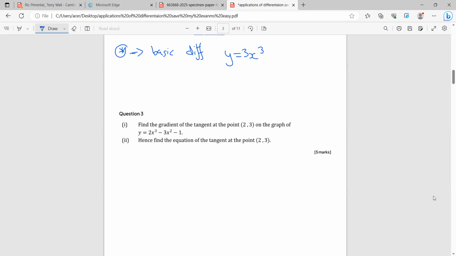So in this case, if you differentiate y is equal to 3x cubed, you're going to get dy dx as your derivative, and the answer will be 9x squared. So this is one of the basic things you need to know before you jump into further differentiation.